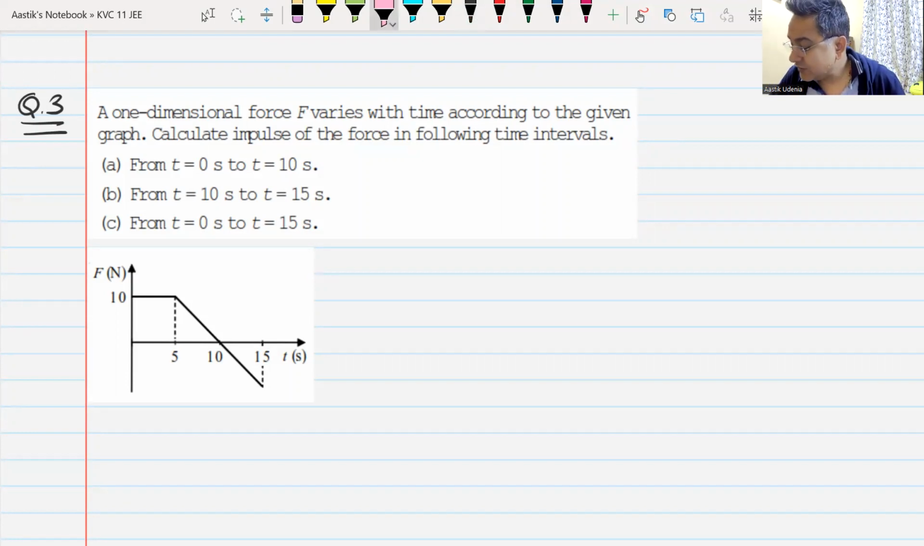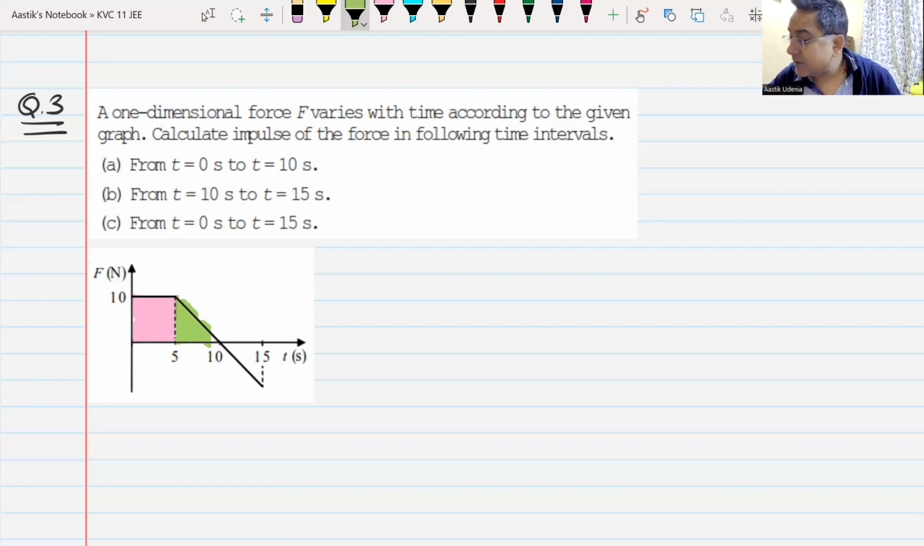So how are we supposed to do this? To find the impulse from 0 to 10 seconds, we have to find the area of the F-t graph. The area of the F-t graph is this area. This is the pink one, and this is the green one. Now you can find it out as the pink one or the green one, or you can find it out as the area of the trapezium. Doesn't matter how you do it. It is one and the same thing. Do we understand this? Yes or no?